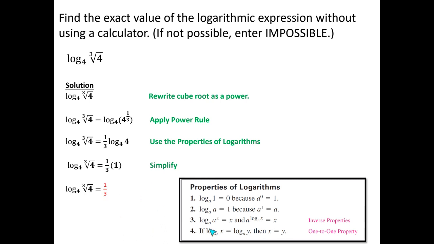Okay. So that was using property number 3. Notice that the bases are the same, a, and your answer would have been x. So even at this point up here, since you have a base 4 and 4, the answer is going to be the exponent, which is 1/3.